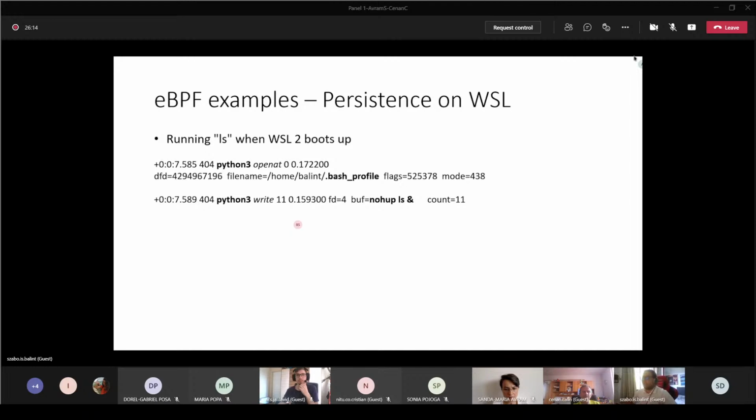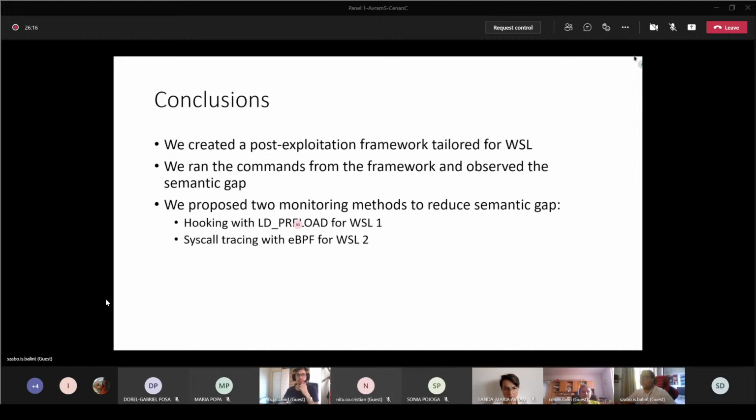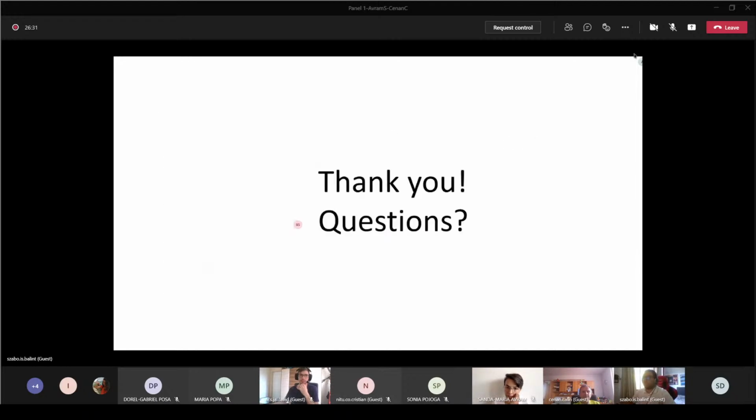As a conclusion, we created our PostExploitation framework, we ran the commands from the framework and observed the semantic gap and the lack of visibility of monitoring tools, and we proposed two monitoring methods to reduce this semantic gap and gain more visibility. That would be all. Thank you.